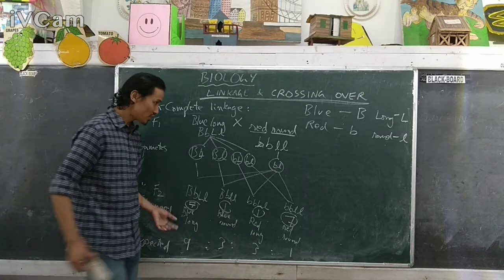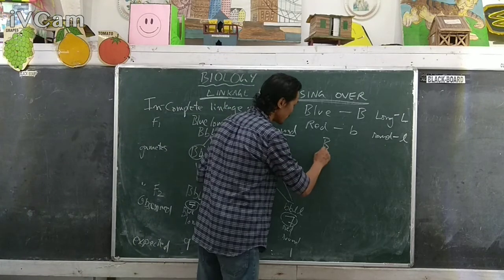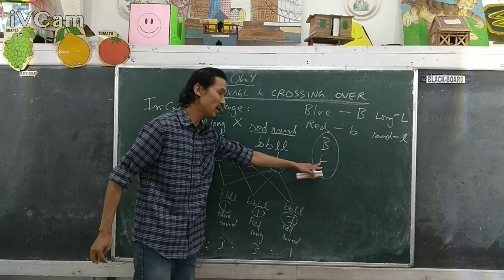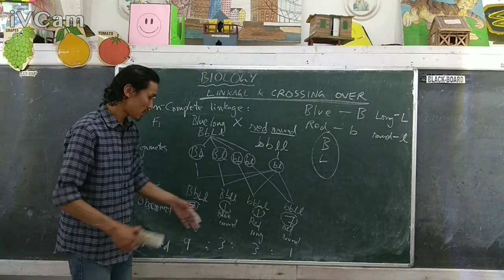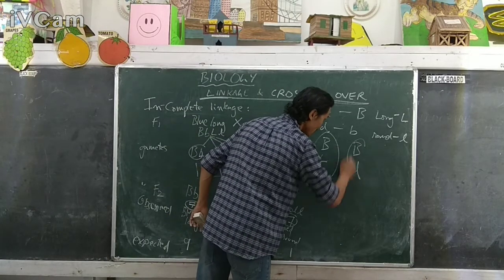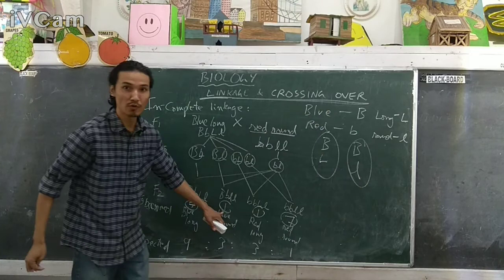Most of the time, the genes for blue long, that is capital B and capital L, tend to remain together. They separate out only once. That is, what I'm getting is blue round. I'm getting this combination only once.